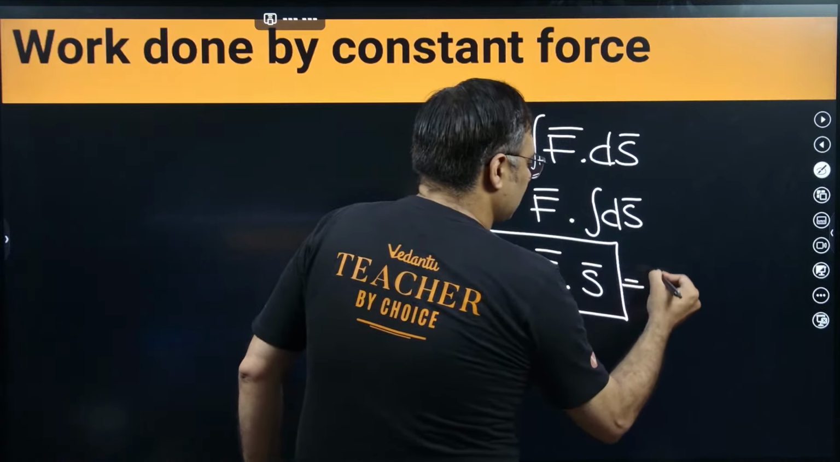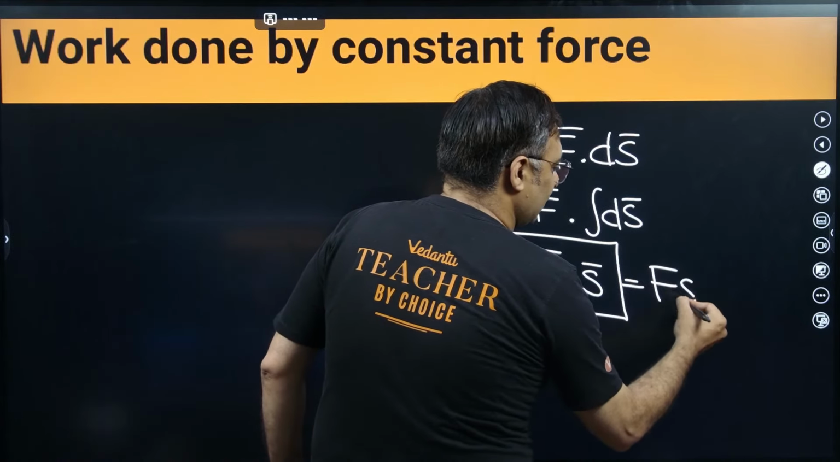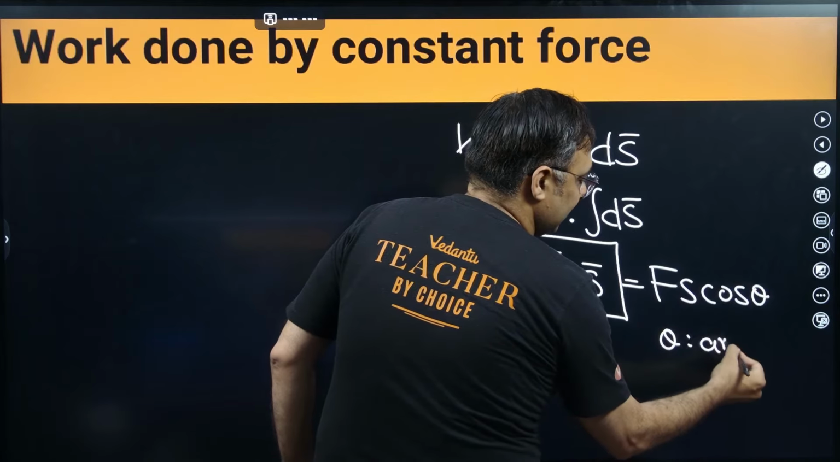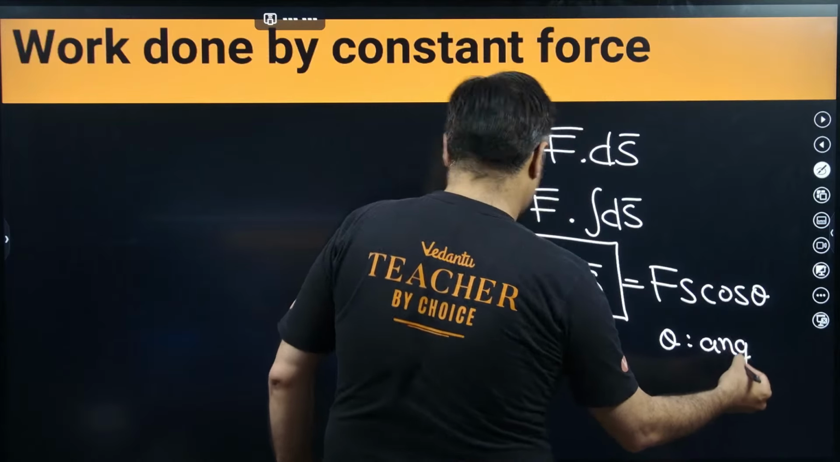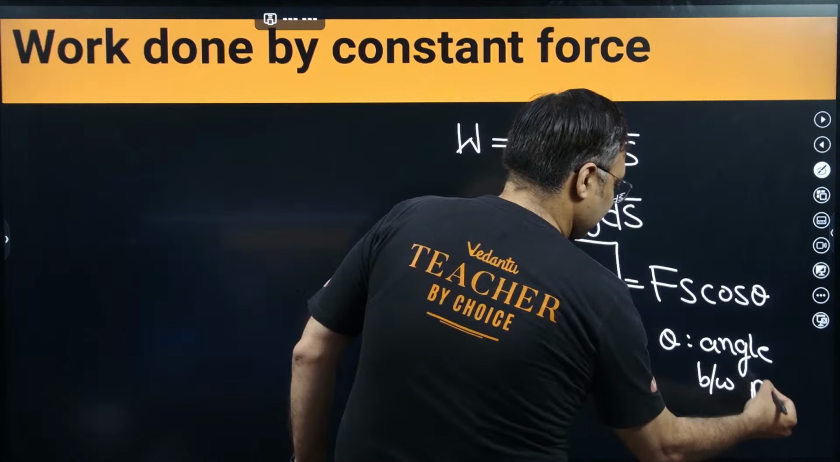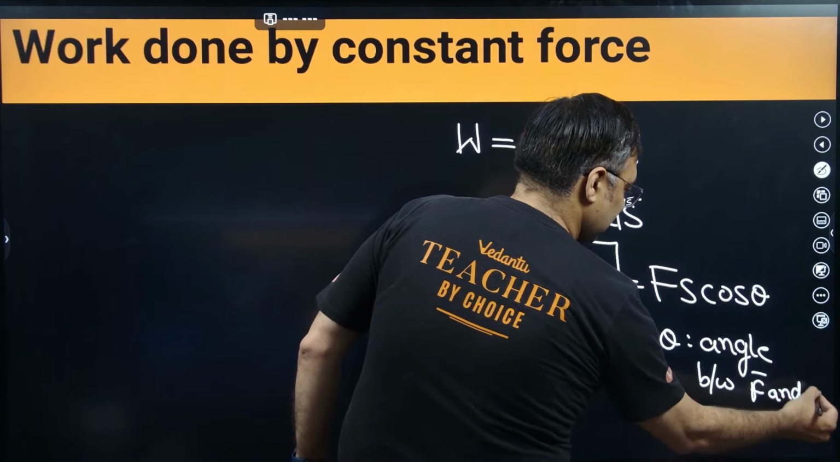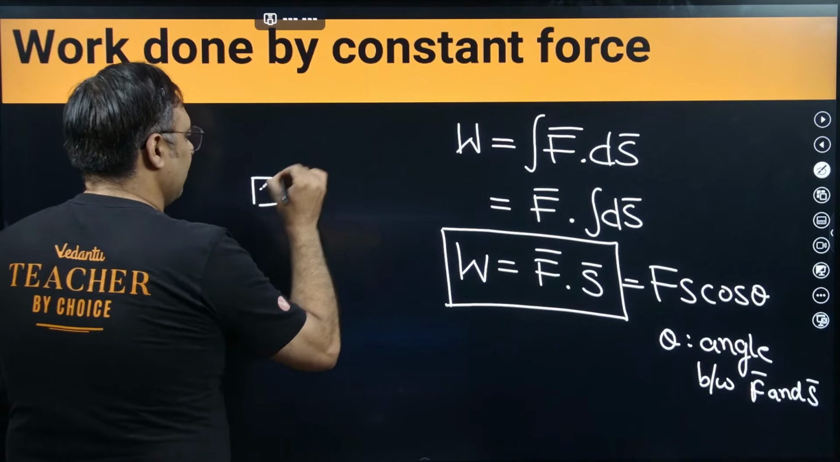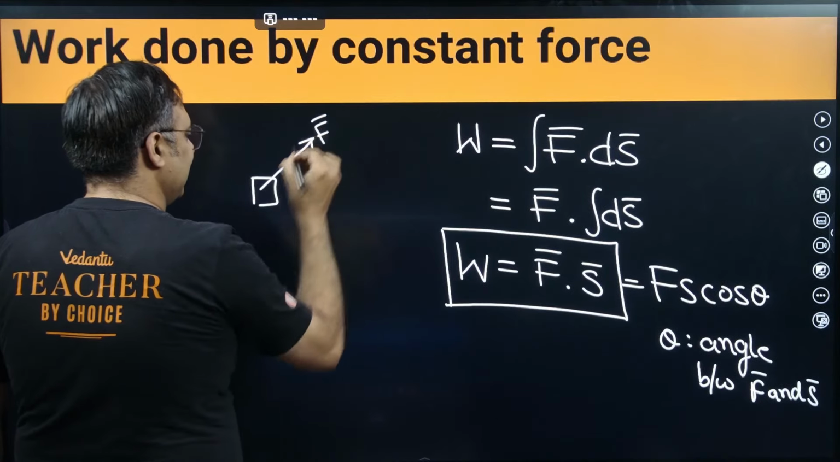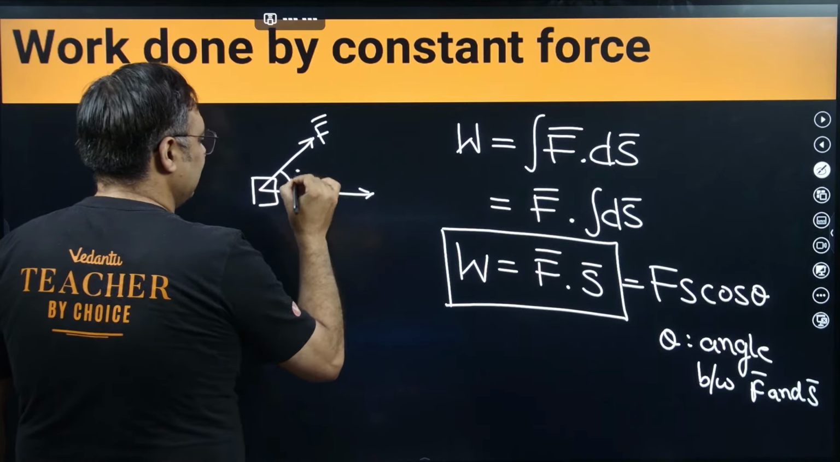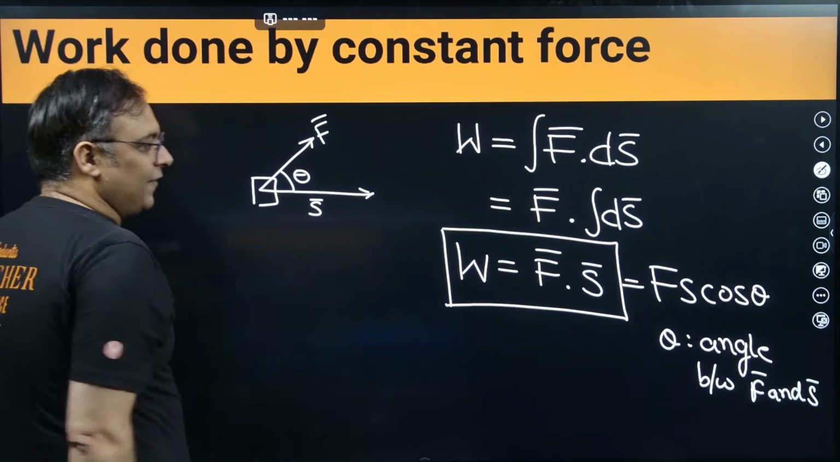Obviously, we all know the dot product we can write as F into S into cos theta, where theta is the angle between F vector and S vector. Now, just to show you in the form of a diagram, let's say you have a constant force whose magnitude and direction will remain constant throughout. Let's say this is S vector, this is theta. So the work done is Fs cos theta.